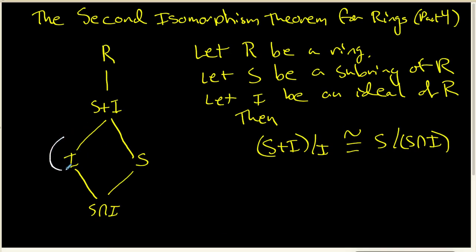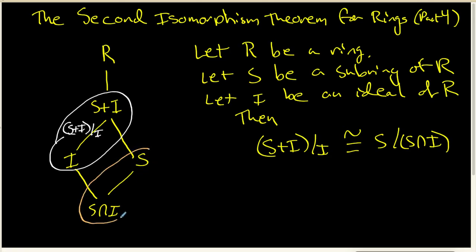we can create a quotient ring on this side of our diagonal, and the quotient ring on that side of the diagonal is S plus I mod I. We've also shown that S intersect I is an ideal inside the subring S, and so we have a quotient ring on this side of my diamond, and this quotient ring is S mod S intersect I. And the second isomorphism theorem says these two quotient rings are isomorphic.